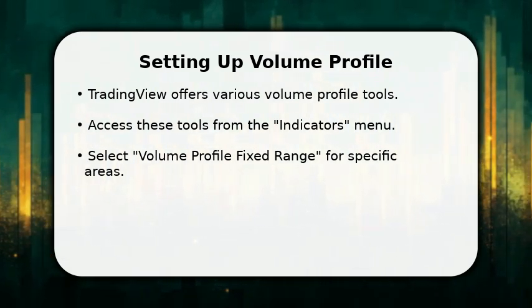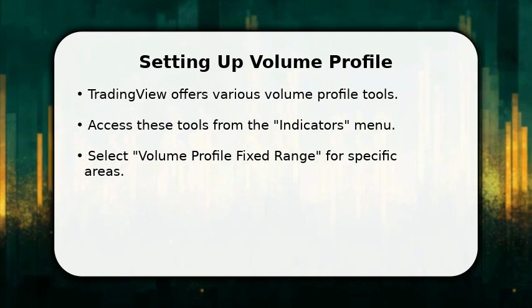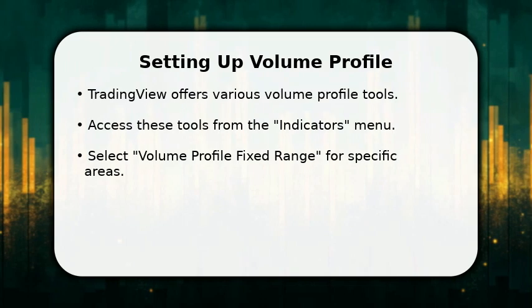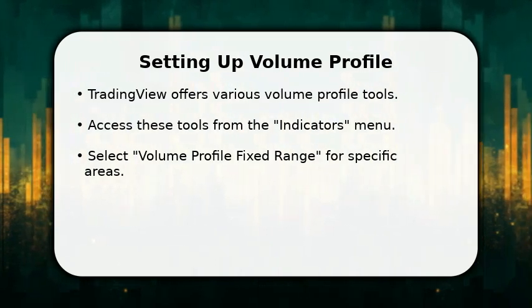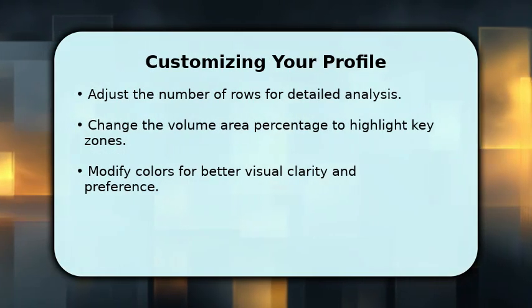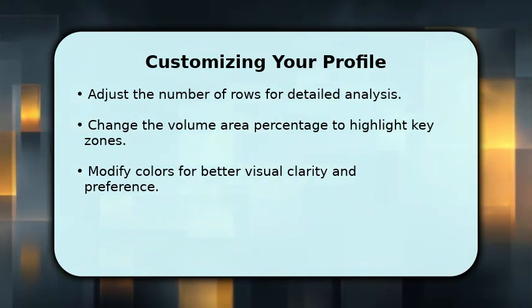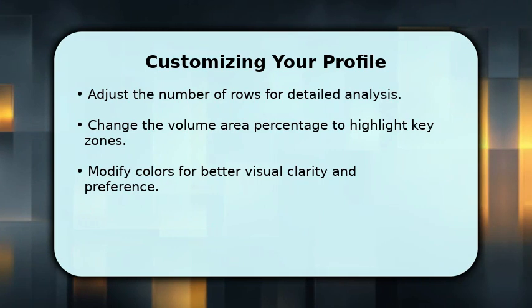This tool allows you to draw a specific range on your chart to analyze volume distribution within that area. It's a powerful way to identify key price levels. Once you've added the volume profile, it's time to customize it. Double-click the indicator on your chart to open its settings.